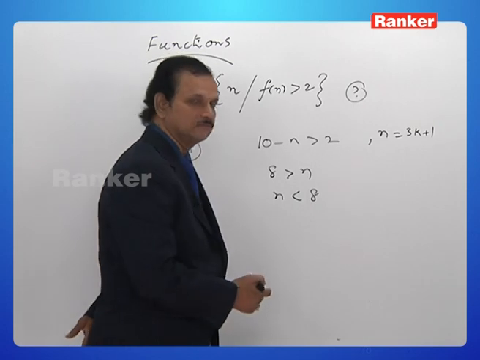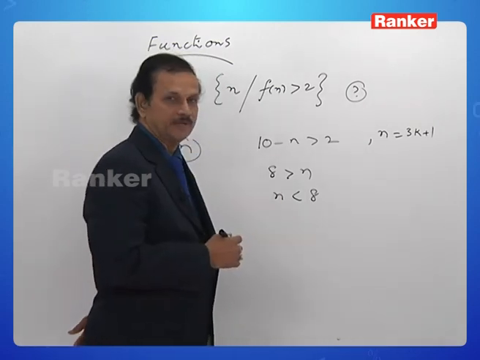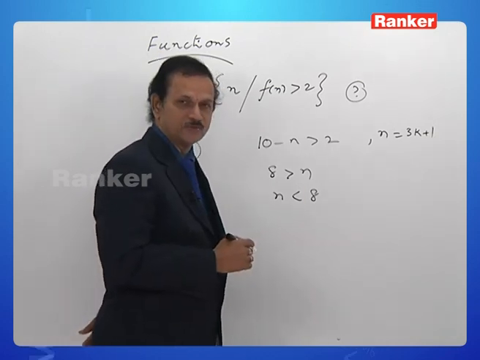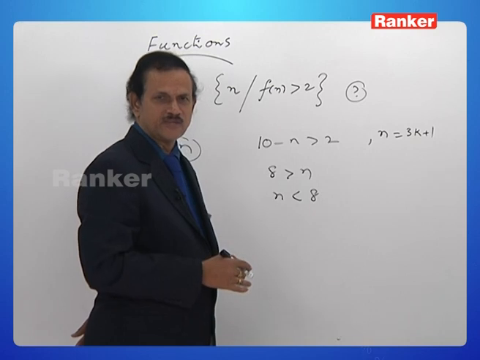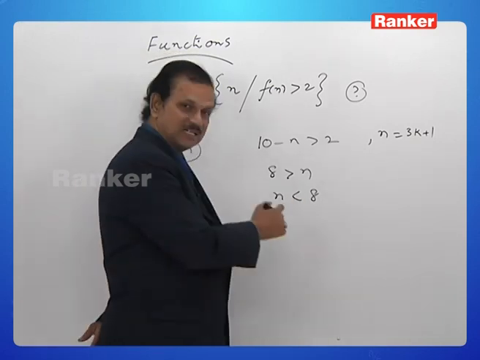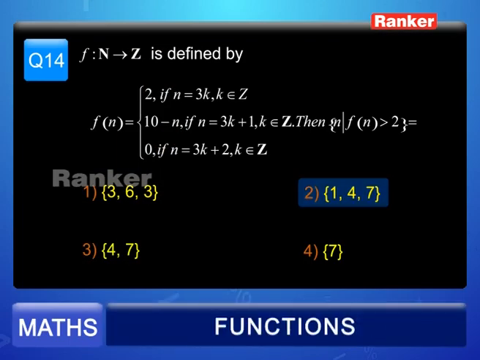n can be 1 by taking k equal to 0. n can be 4 by taking k equal to 1. n can be 7 by taking k equal to 2. That's all. If you take k equal to 3, then n becomes 10, and we should have less than 8 only. So what is the right option? 1, 4, 7. That is the second option among the given ones.